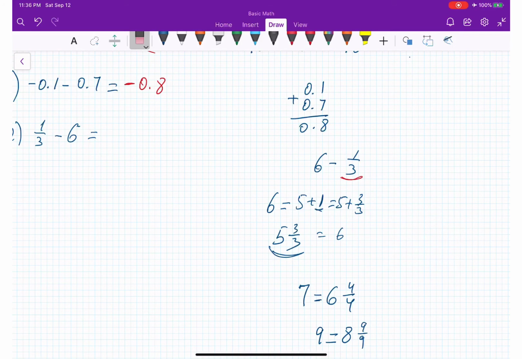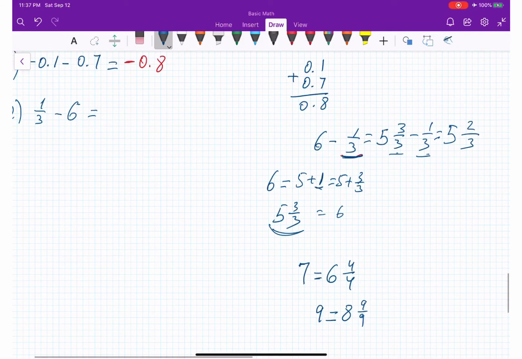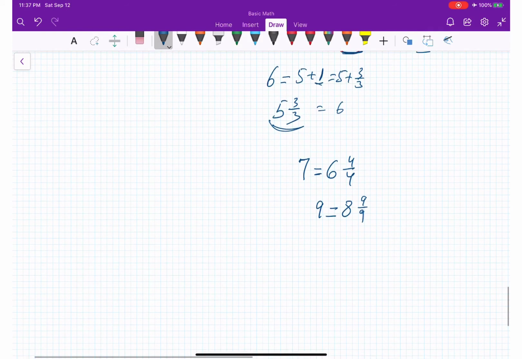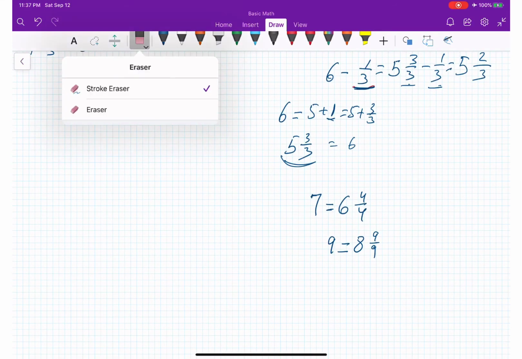6 minus 1/3. Since my denominator is 3, I need 3. I'm borrowing 1 from this 6, making 5, and the borrowed 1, I represent as 3 over 3, and minus 1/3. So that will be, this 5 comes here. Since the denominators are the same, we do 3 minus 1, 2 over 3. Another example, let me see. We want to do, let me clean this also.